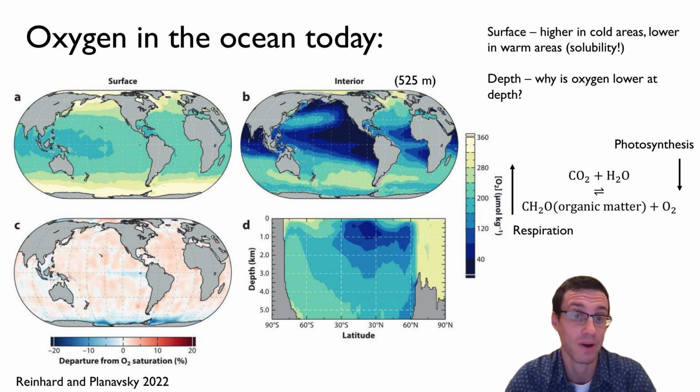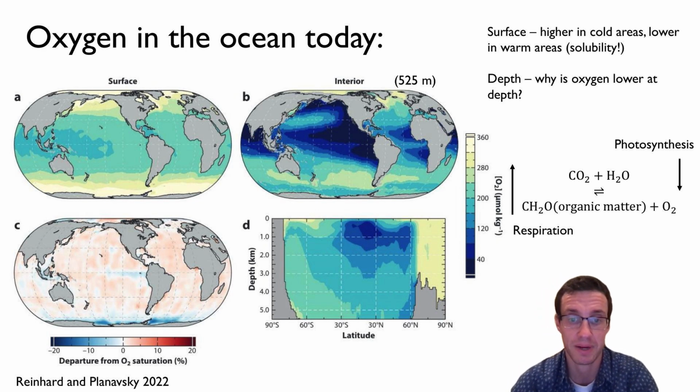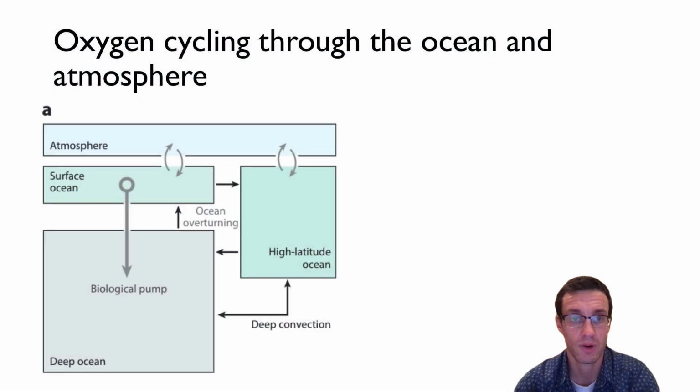It doesn't tell you exactly why we see these patterns, and we'll get more into that later, but that's the basic structure of oxygen: you have high values controlled by the atmospheric partial pressure of oxygen at the surface, and lower values at depth due to respiration of sinking organic matter.